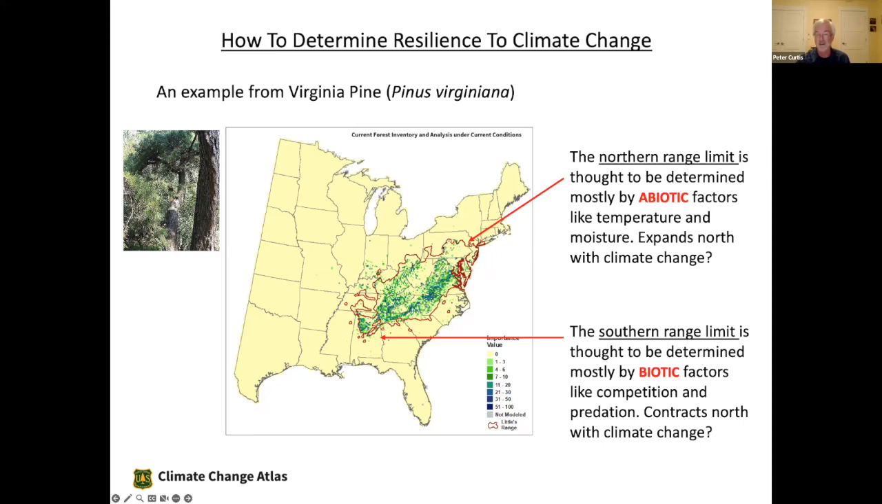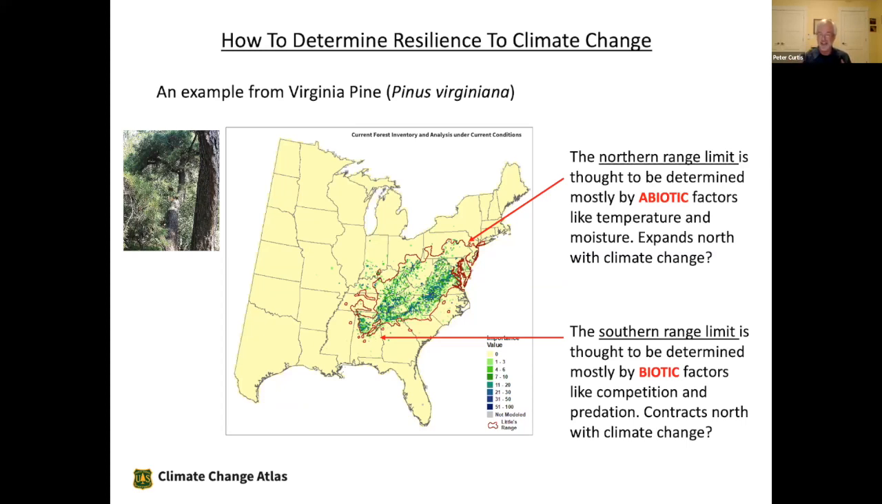Up here in the north, you might have opportunities to migrate further north, although depending on the level of local adaptation, the species here, the populations here, might also find themselves needing to migrate to maintain their preferred habitat. But northern and southern range limits. So this is what we're looking at for Virginia pine.